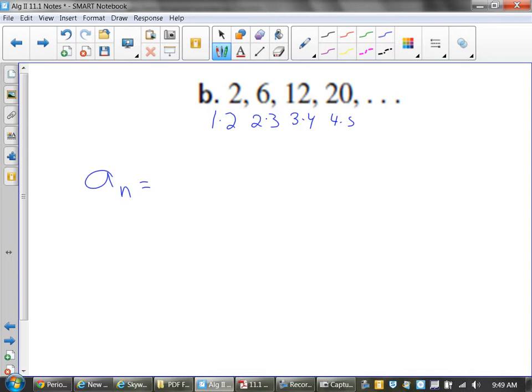What's your first term? 1. What's this one? 1 plus 1. 2, 2 plus 1. So what you're doing here is taking your first term and multiplying it by that term plus 1.